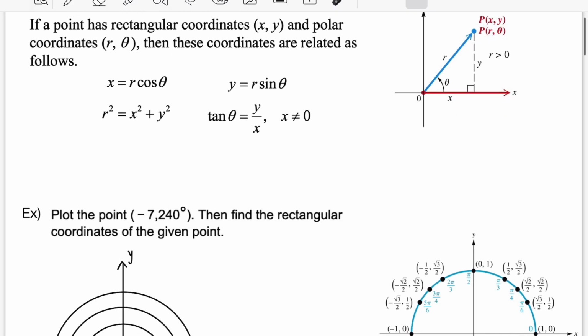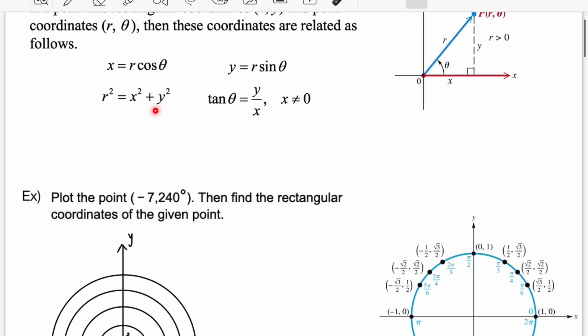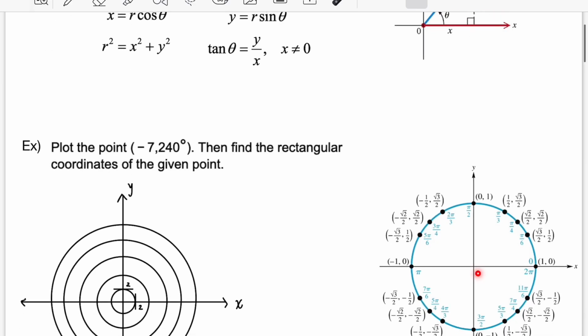So let's look at an example. We want to plot this point and then find the rectangular coordinates of that point using this information here. So the first thing that I'm going to do, we have our unit circle here, and our unit circle is in terms of radians. So first I'm just going to convert our 240 degrees to radians. If you remember, we can do so just by multiplying by pi over 180. This tells us that in radians, this measure is 4 pi over 3.